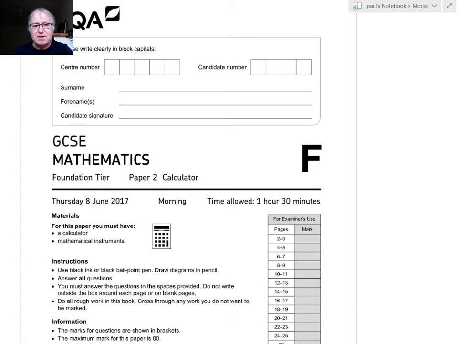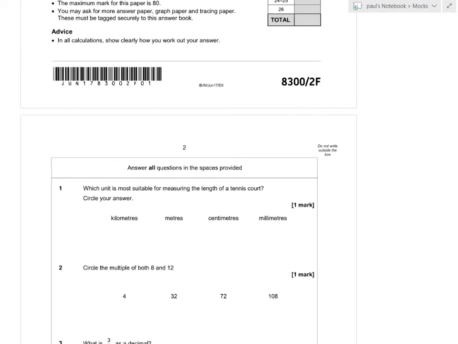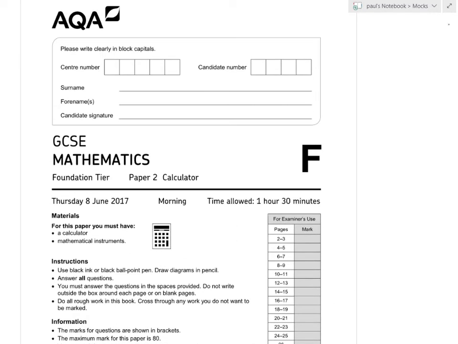AQA GCSE Foundation Maths, June 17, so this is a 1 to 9 paper, and it's paper 2 with a calculator. So let's have a go and see what we can make on this one. Right, there we go. Pen's playing up, it's getting a bit short.